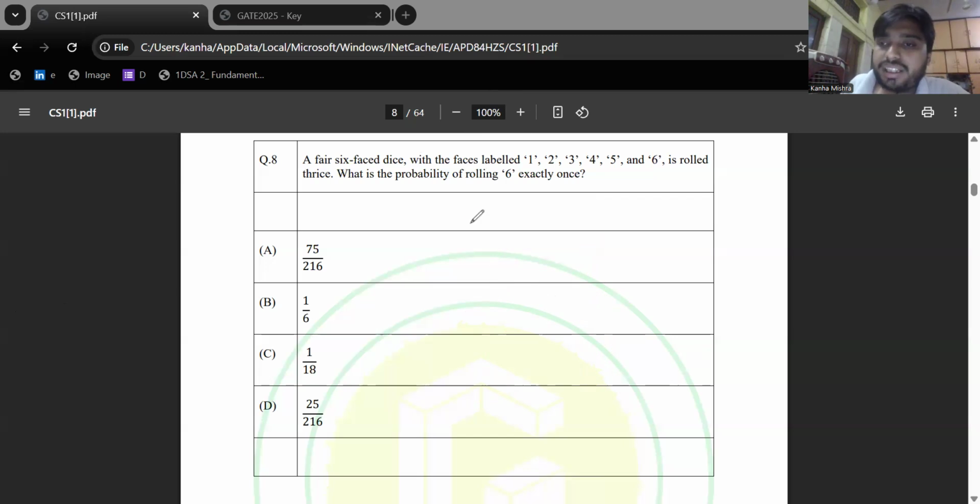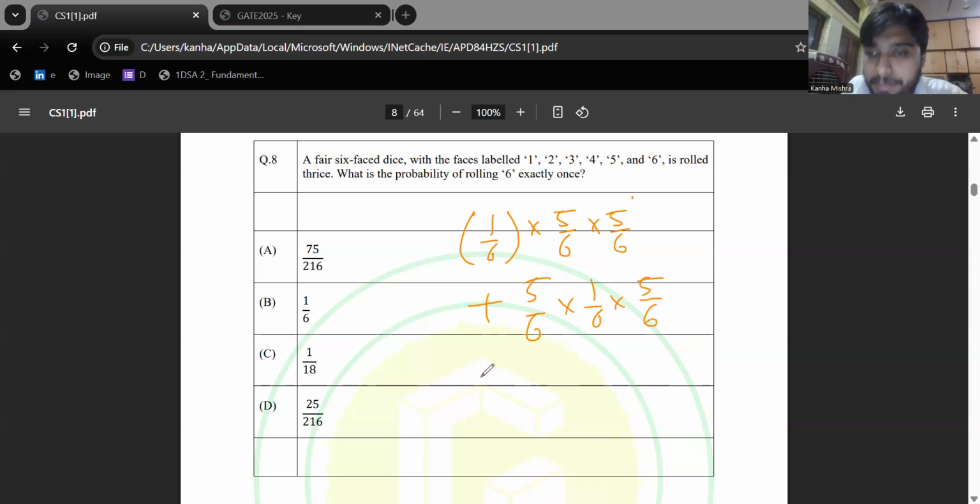In one of the ways, it is 1 by 6, if, let's say, the first dice gets 6 and the other 2 dice don't get any 6. Plus, let's say the second dice got the 6 and the first die didn't get any 6, and the third dice didn't get any 6. Plus, another independent event can be that the first and second dice didn't get any 6, and the third dice got a 6.